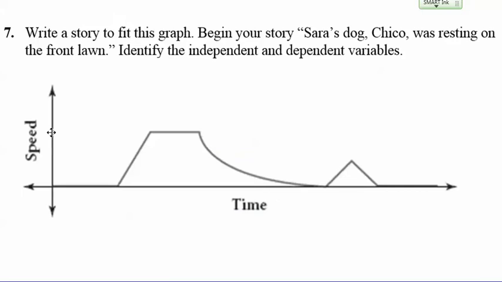All right, a lot of issues with this one. We're trying to write a story to fit this graph about Sarah's dog Chico resting on the front lawn. So that's where we're going to start right there. Sarah's dog Chico was resting on the front lawn. Okay, so what happens here?